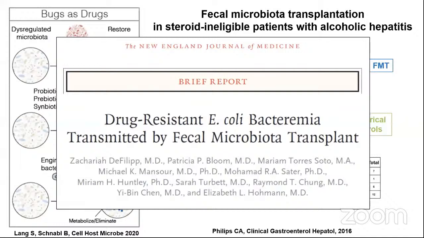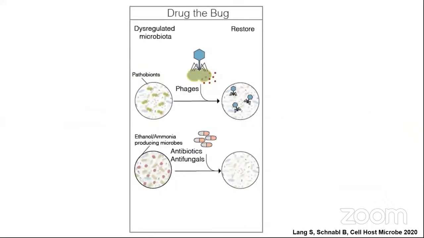We know that FMT also has side effects, and one of these side effects was recently published in the New England Journal of Medicine, where drug-resistant E. coli were transmitted via fecal microbiota transplantation. Another concept that I would highlight is that we can essentially drug the bug. In this case, what can be done is we can either use, for example, antibiotics or antifungals that eradicate broadly bacteria or fungi. On the other hand, we can use bacteriophages to selectively target some of these bacteria and to specifically eliminate them. In the following, I would like to give an introduction to how bacteriophages work.